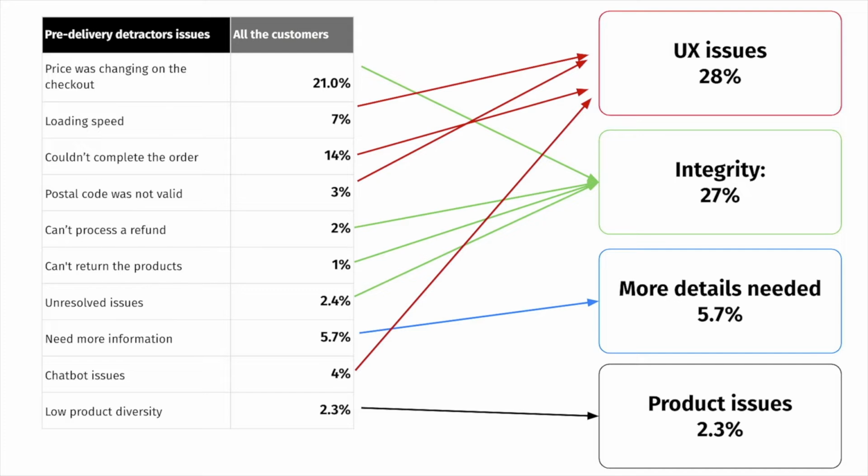Now, after you gather the data, you might want to understand how to group the issues that you want to fix, like price was changing on the checkout, postal code was not valid, and so on. So you want to map out all these issues into UX issues, integrity issues, more details needed, or product issues, or whatever kind of issues you might have, and then fix them and monitor continuously, because customer value optimization is something that you are doing ongoing, right? You want to use NPS as the debugging system for your customer journey.